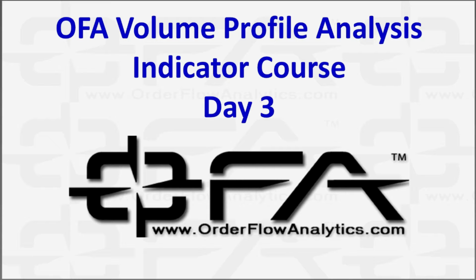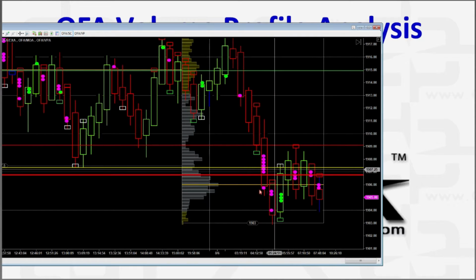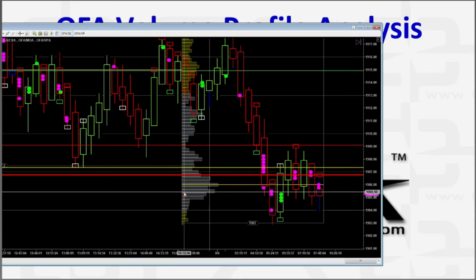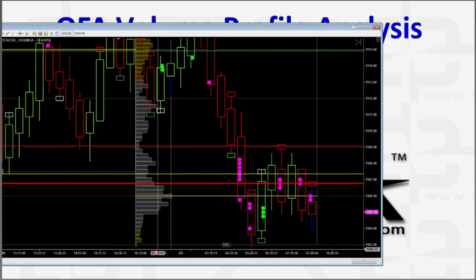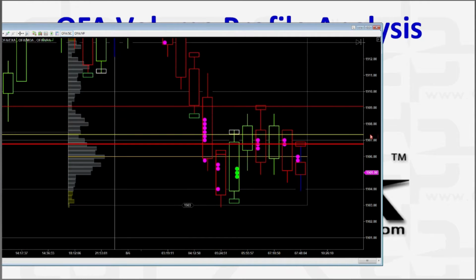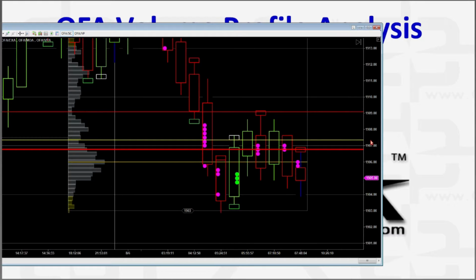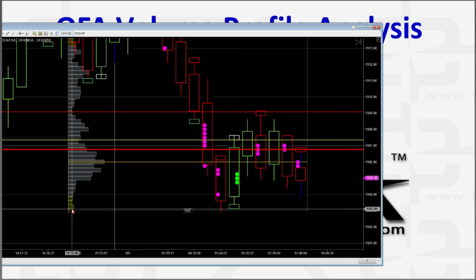Real quickly, before we get started, because there were quite a few questions yesterday about it, this is the overnight session. This is the overnight profile right here. Make this as big as I can. Some of you yesterday were asking me, could you show me an unfinished auction on the profile? This is what an unfinished auction on the profile looks like.